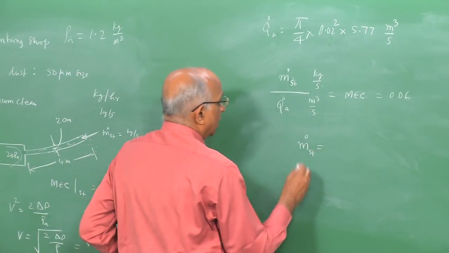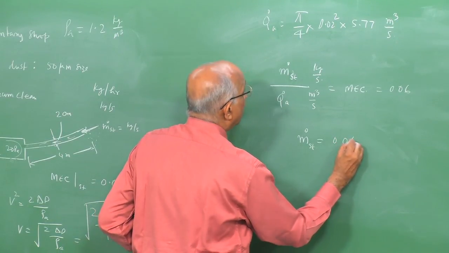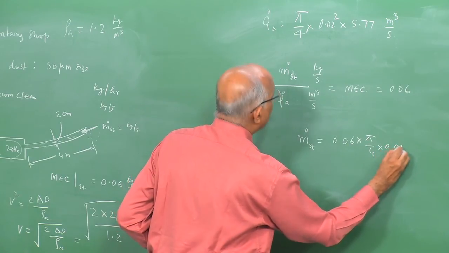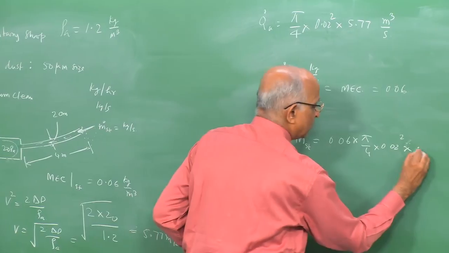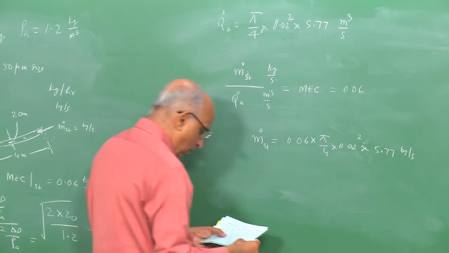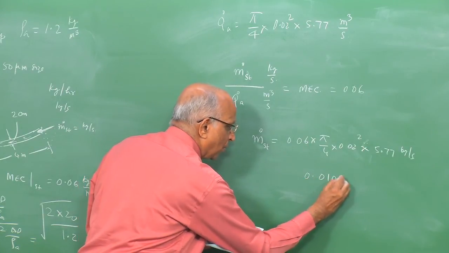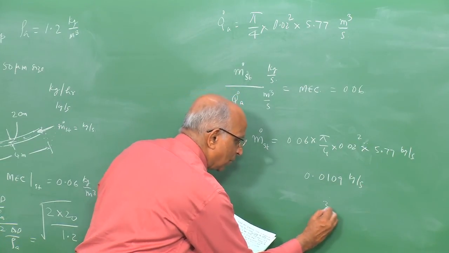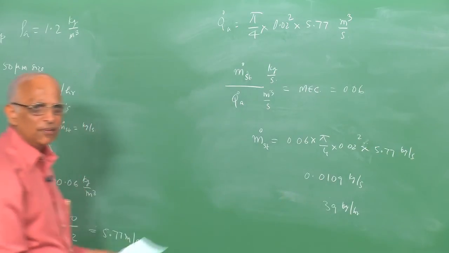Therefore, m dot dust is equal to 0.06 into pi by 4 into 0.02 square into 5.77, so much kilograms per second, and this comes out to be 0.0109 kilograms per second, or in terms of hour, it is equal to 39 kilograms per hour. This is how we use the data.